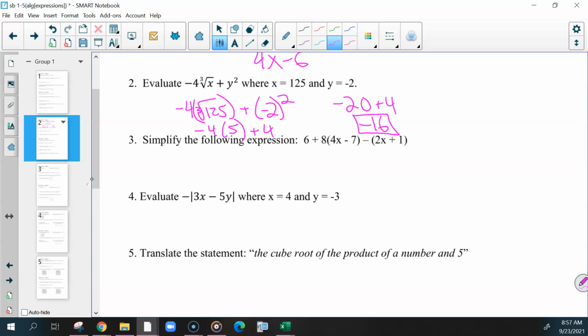For number 3, you needed to distribute and then combine the terms. Multiply the 8 to both of these, and remember this is a -1 that you're multiplying to both of those. So 8 times 4 gives you 32x. 8 times -7 gives you -56. -1 times 2x gives you -2x. -1 times 1 gives you -1.